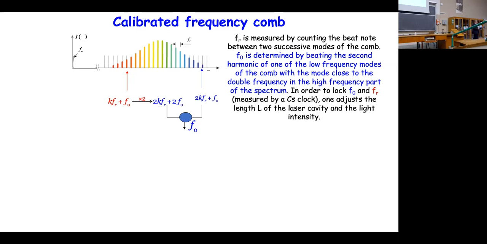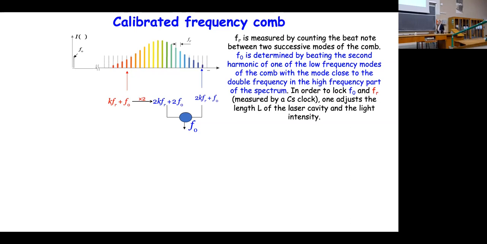If you take one peak at one edge of the spectrum, you multiply its frequency by 2, and you compare it to the symmetric peak at the other side, you get exactly in the beat note F0. So you need a second harmonic generator, just a crystal, which generates the second harmonic, and you compare the frequency of the second harmonic with the frequency of the peak which has 2K instead of K. And you can count all these peaks because the comb is stable.